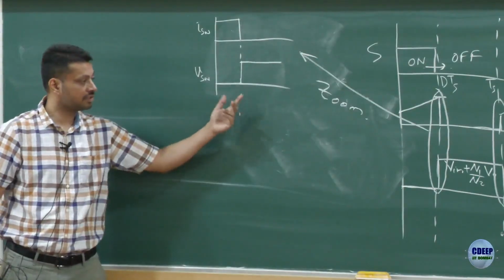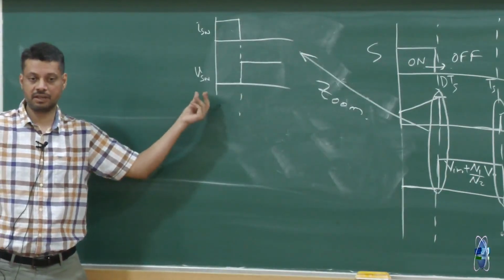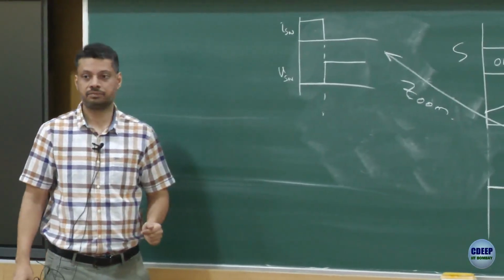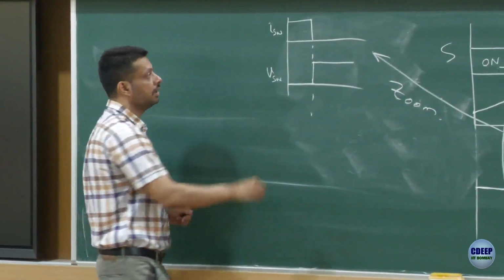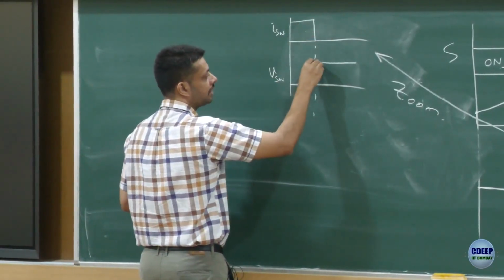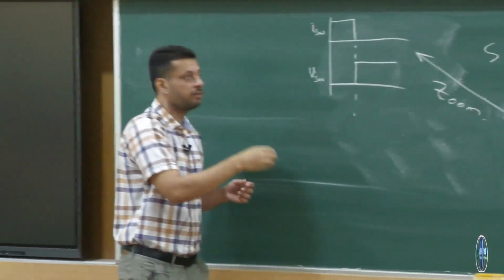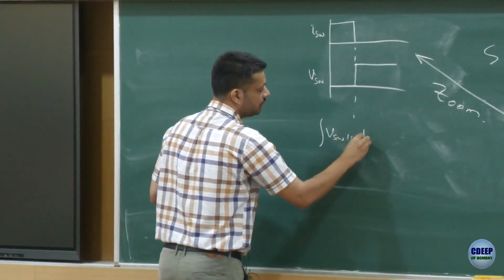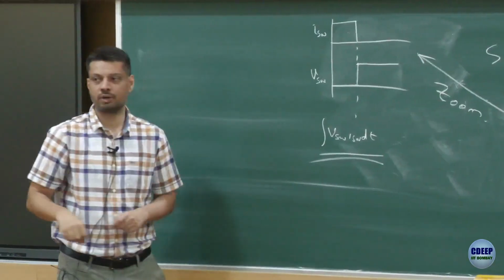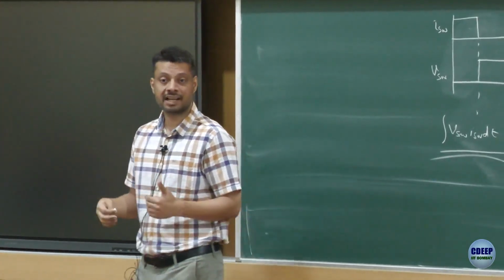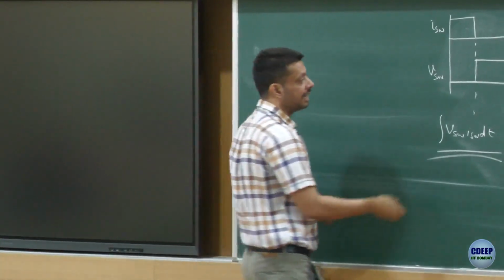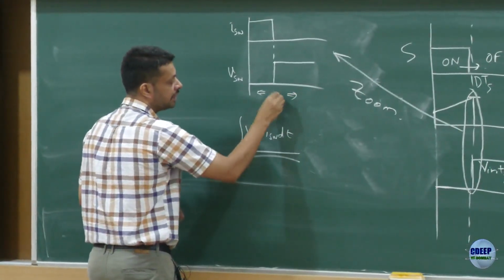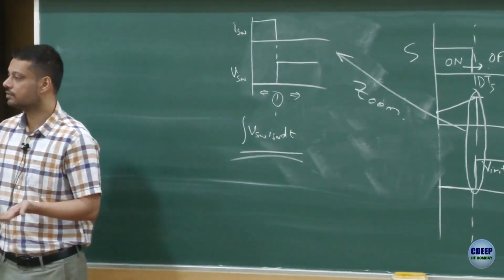Think of this time axis as not the same as that time axis. This is the zoomed version of it in terms of the x-axis. In this case, the way I have drawn it, you see the current becomes 0 and then the voltage sharply increases. So if you do the integral of V switch into I switch into dt, what is that? That is nothing but the losses happening in the switch. If you integrate it on the left side, and on the right side, and during the transition, what you get is the losses.